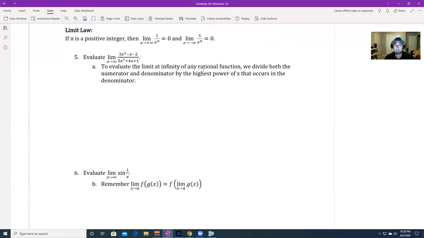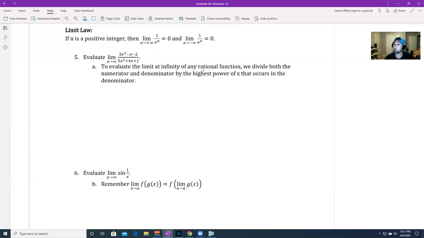Number 5 says, evaluate the limit as x approaches infinity of 3x squared minus x minus 2 over 5x squared plus 4x plus 1. Well, what we've learned from limits is, can't you just plug in the number? But what happens if you plug in infinity? Nothing good comes out of it. You're going to end up with infinity over infinity, and infinity over infinity is definitely not 1. This is another indeterminate form, so we have to figure out a way to fix it.